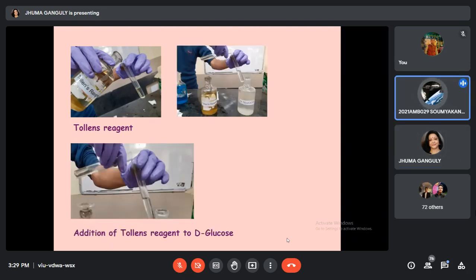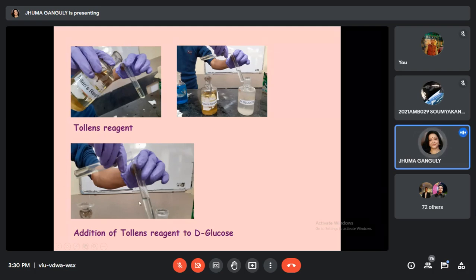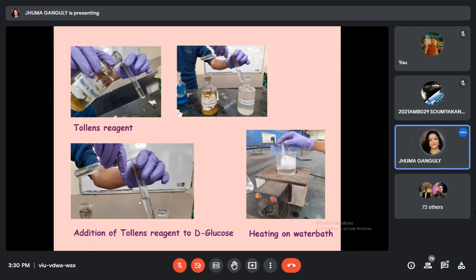Ammoniacal solution, AgNO3. Alkaline ammoniacal solution. So this is Tollens reagent. Take D-glucose, mix it in a 1:1 ratio with the reagent, and put it in a hot water bath. Okay.